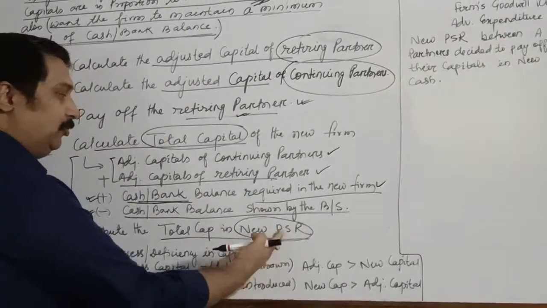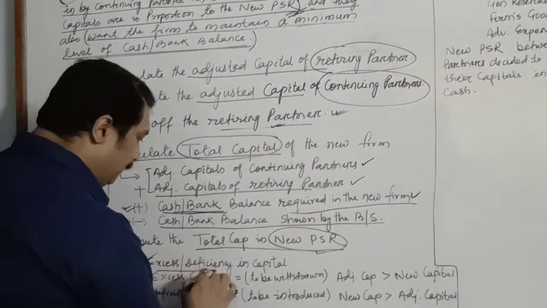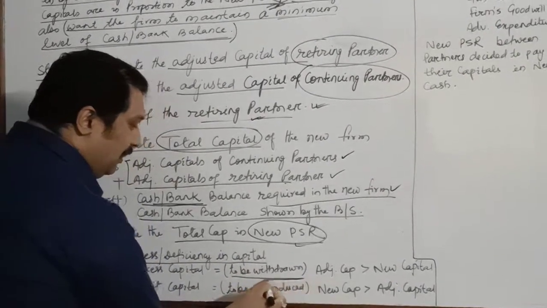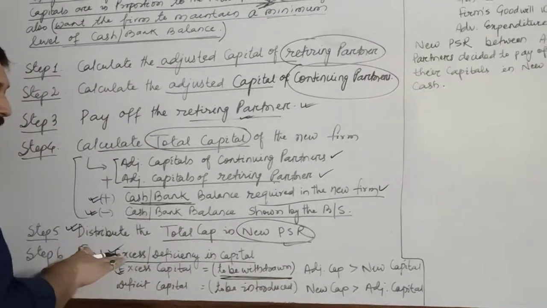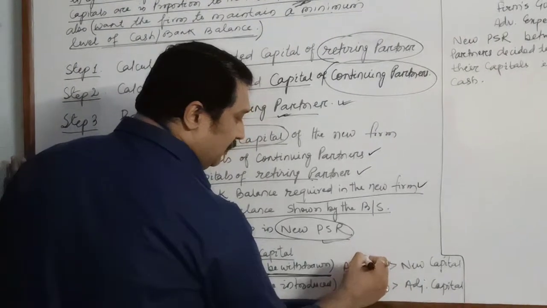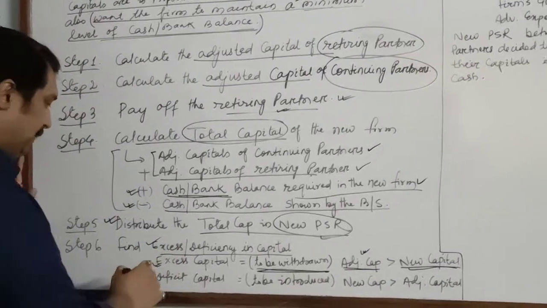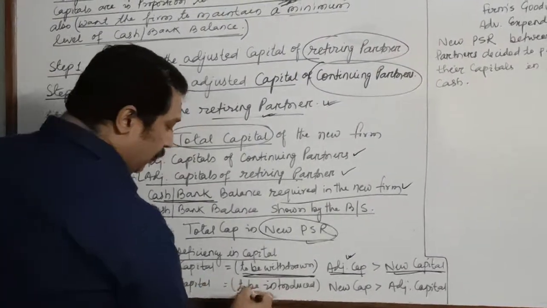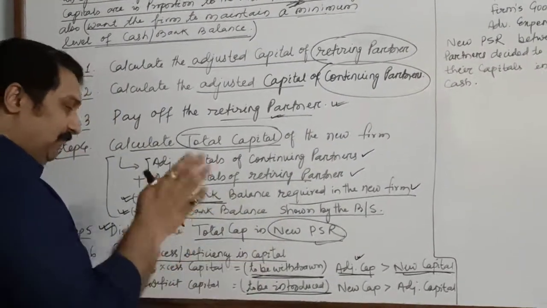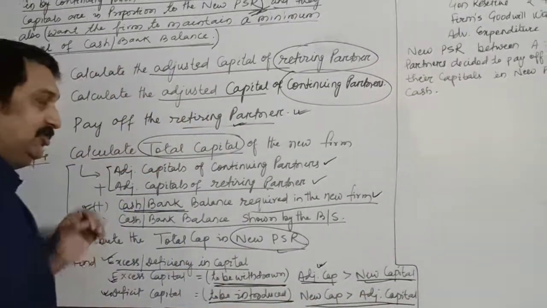Once again we have come back to case 3 itself, and then we will find out the excess or deficiency in capital. Excess is a situation where the continuing partner withdraws the amount from his capital. It happens when adjusted capital of the continuing partner is more than the new capital of the continuing partner. And deficit takes place in which case the partner will introduce more capital. This happens when the new capital is more than the adjusted capital.